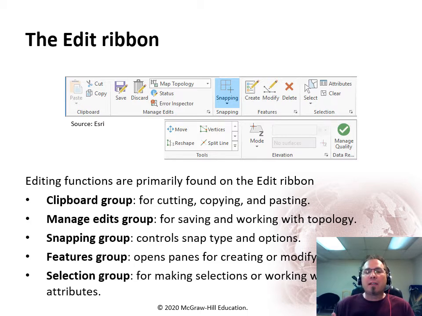And then you have the selection group, which allows you to make selections or work with selected attributes. You're not going to do that too much, but it's a good way to do mass editing, so to speak. So this is how it's laid out, and this is something I'm getting used to as well because it's a lot different than the old editing pane that I've dealt with for the last 15 years.